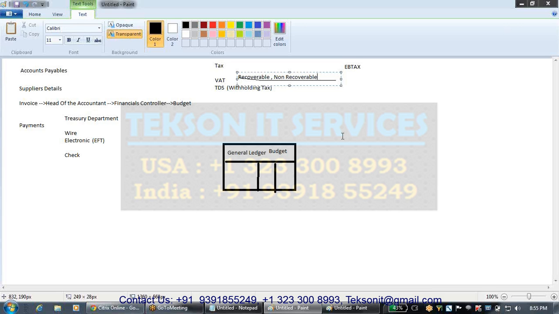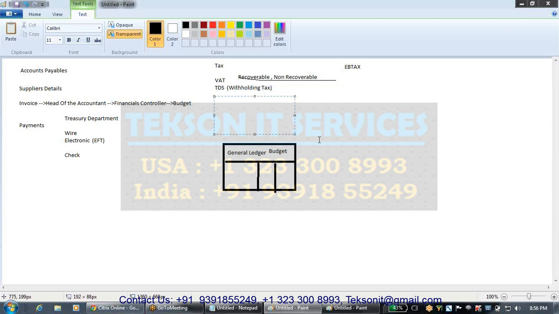Okay, first, communication service invoices, like telephone bills. VAT, buddy, VAT. So where exactly do we use recoverable tax? Where exactly do we use non-recoverable tax?